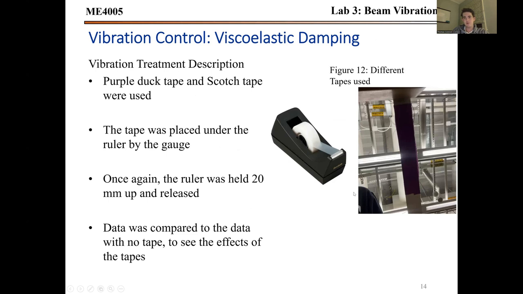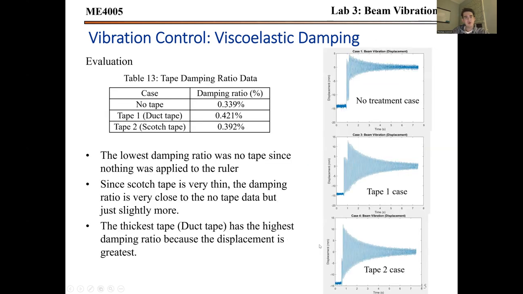Okay, the next step was using two different tapes to see how it affects the deflection. As you can see, different damping ratios were calculated. The lowest damping ratio was no tape, since nothing was applied to the ruler. Scotch tape was very thin, so it did not have that much of a different damping ratio, and the thickest, duct tape, had the highest damping ratio.